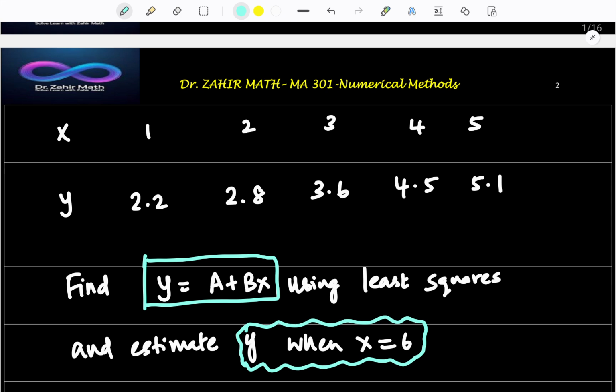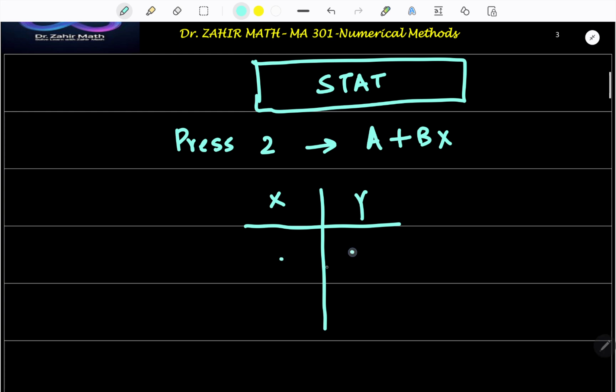Okay, slowly move. Then 2.2 press equal, then 2.8 press equal, 3.6 press equal, 4.5 press equal, 5.1 press equal, and then press AC. After filling up the data, once you fill the data, press AC. Once you press AC, the data is inside.